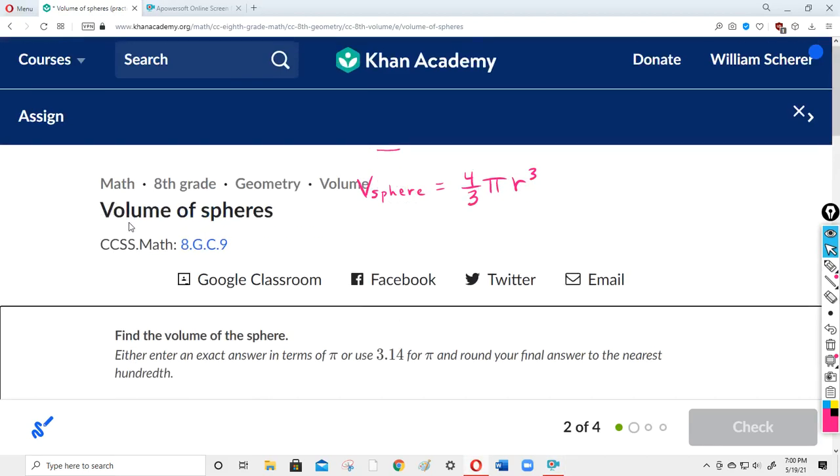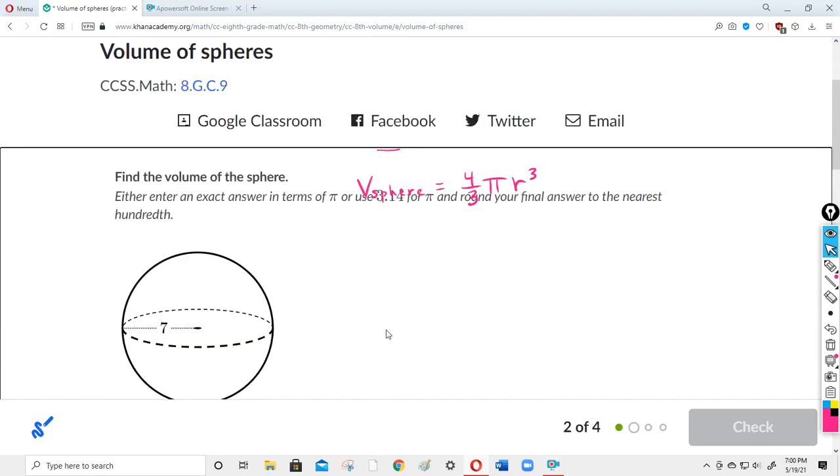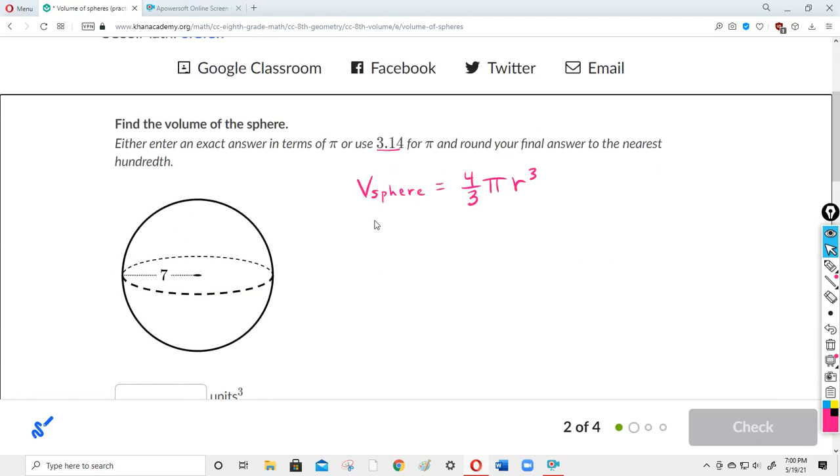Alright, this will be for the Khan Academy assignment, volume of spheres. Okay, I wrote the formula right here for volume of a sphere. It's going to be 4/3 times pi times r to the third power, or r cubed. Okay, the best strategy is just to leave pi alone.